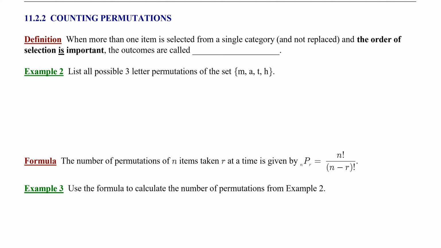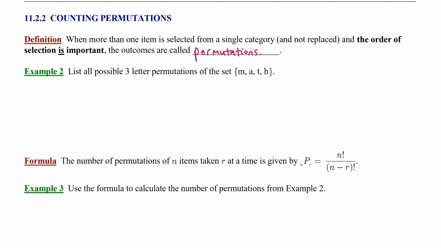Now that we have been introduced to the factorial notation, we're ready to learn how to count permutations. When more than one item is selected from a single category and not replaced, and the order of selection is important, the outcomes are called permutations.